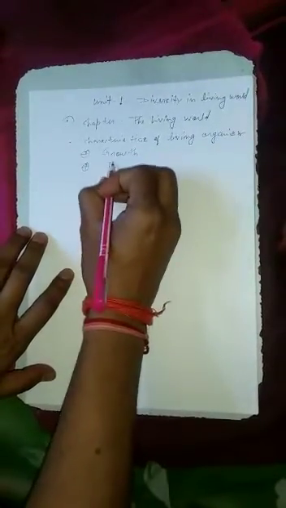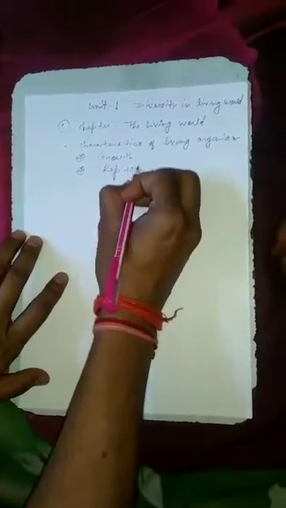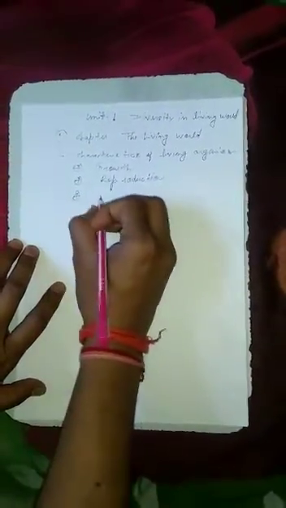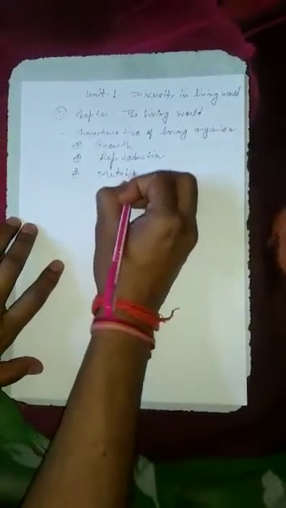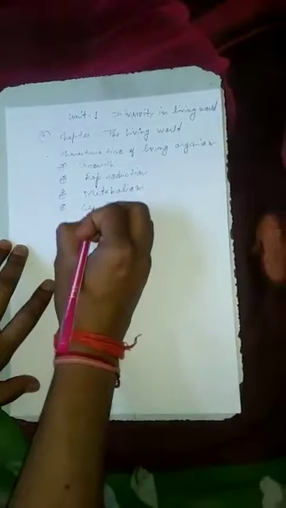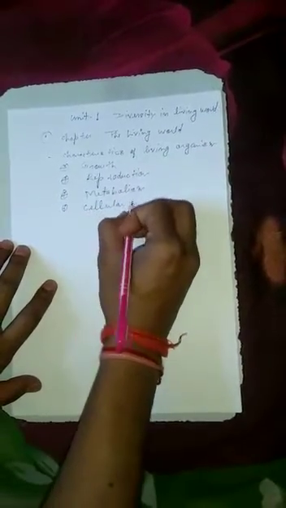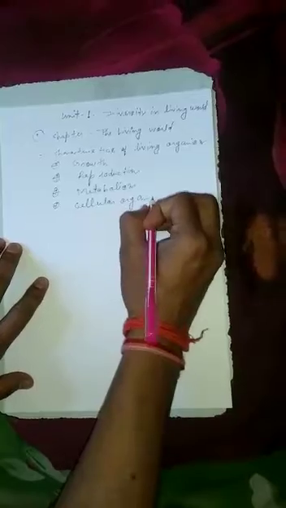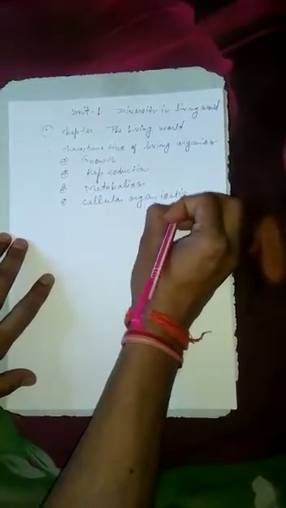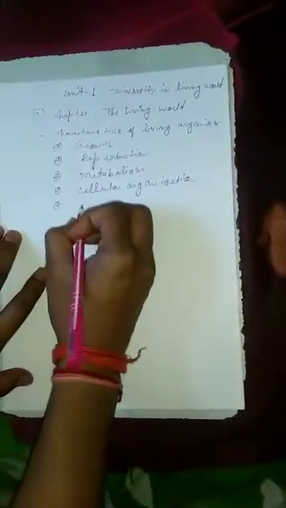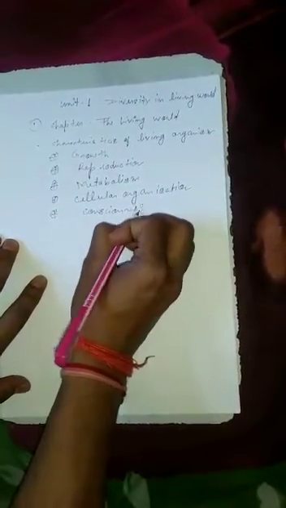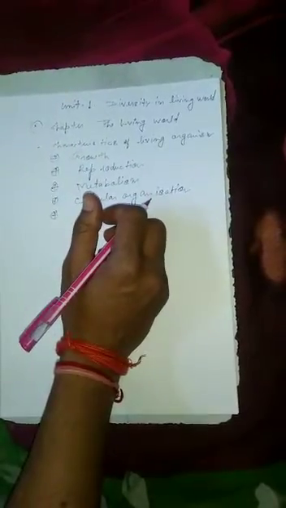Secondly, reproduction. Third, metabolism. Then next, cellular organization. Then consciousness. Then we have discussed the first one, growth.